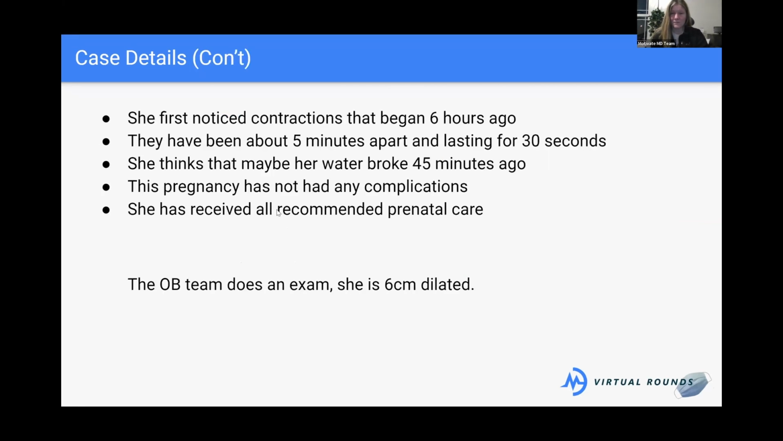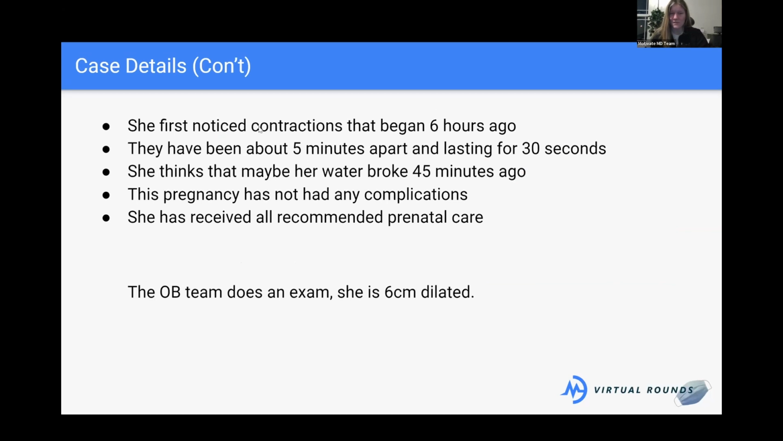So, encapsulating what you guys were saying before, she first noticed contractions that began 6 hours ago. They've been about 5 minutes apart and lasting for 30 seconds, and she thinks that her water might have broken about 45 minutes ago. This pregnancy has not had any complications, and she's received all prenatal care, which is great. So that doesn't really raise any red flags for us at this point.